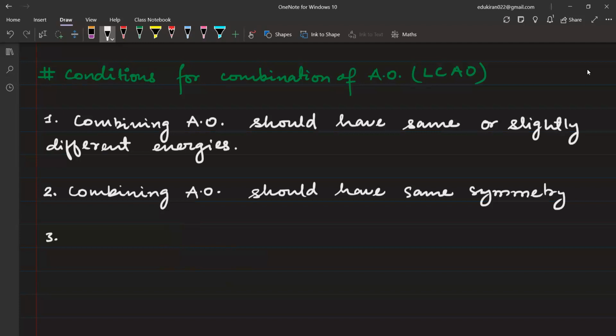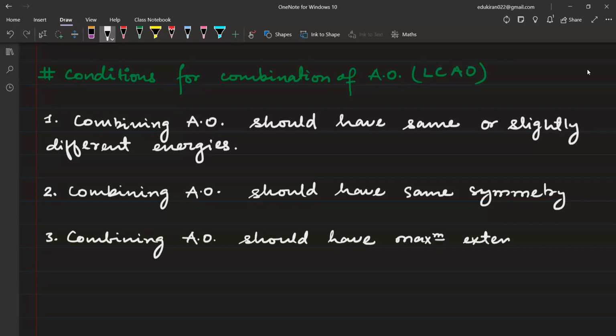Third point is that combining atomic orbitals should have maximum extent of overlapping. Okay, so they should overlap in a good amount.